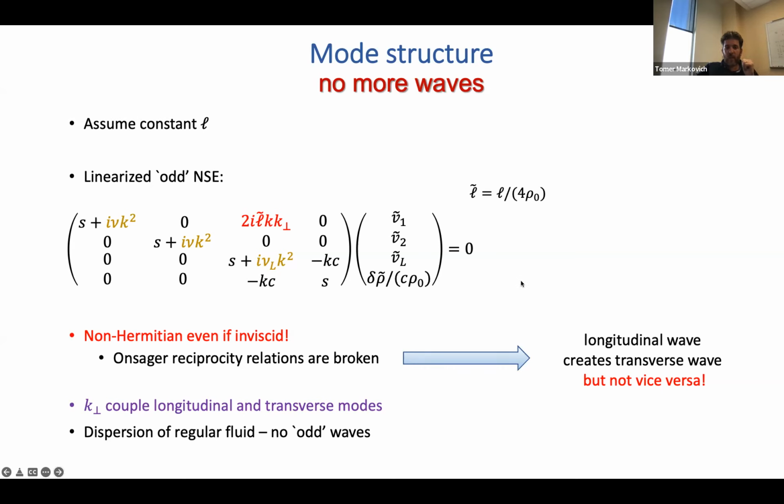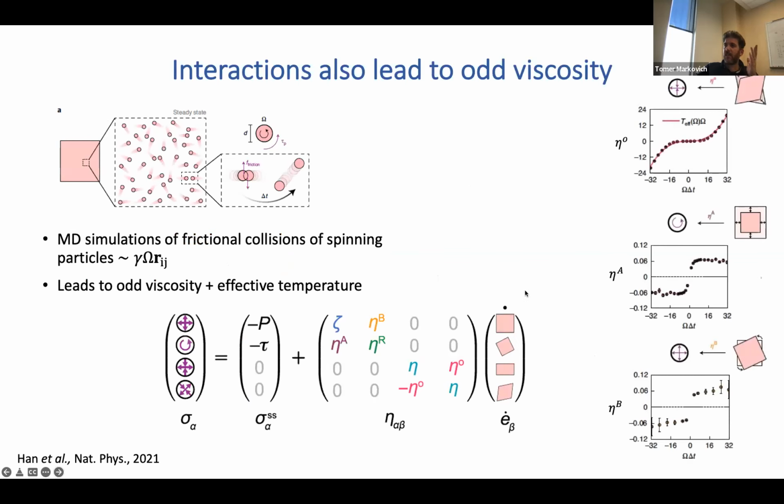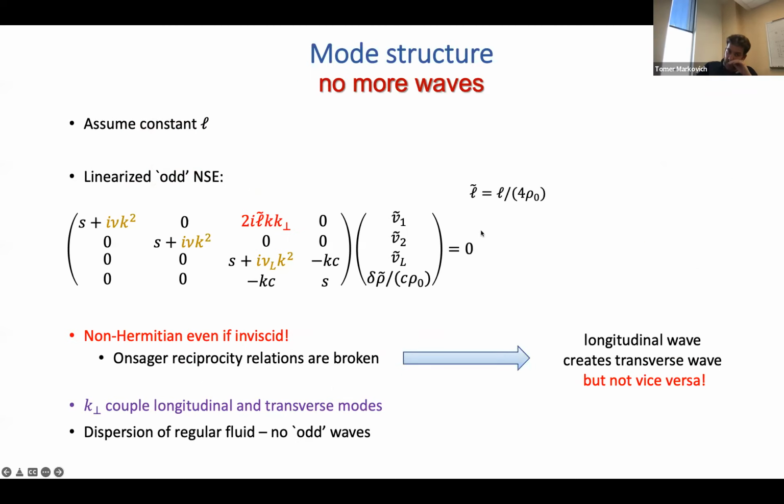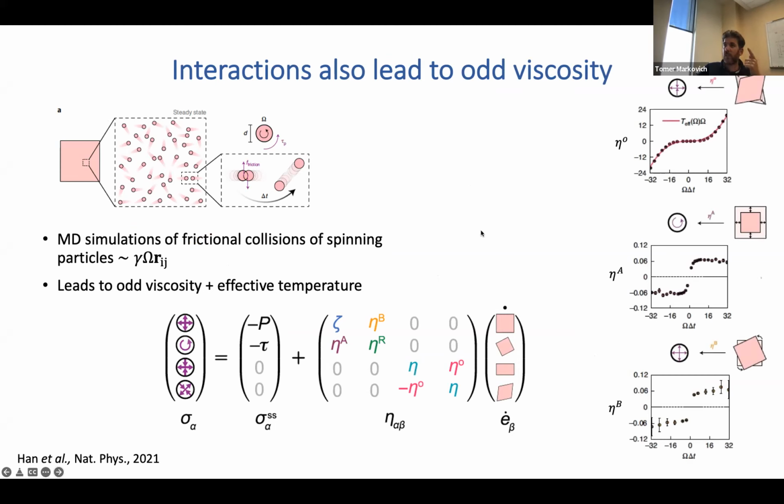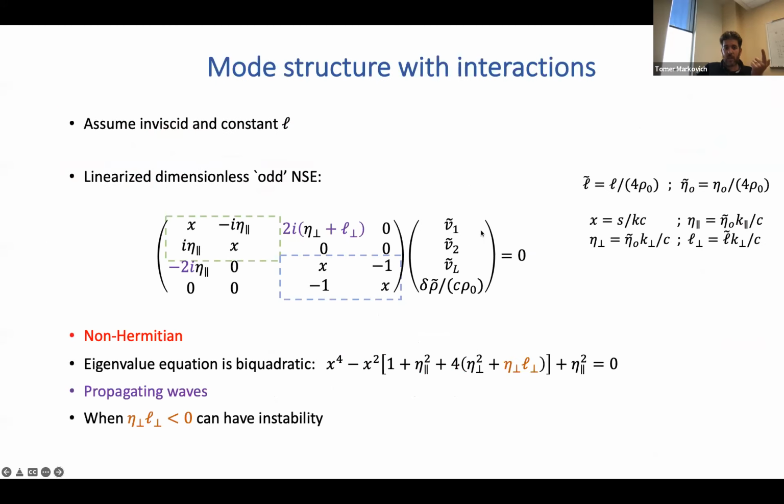And what's more than that, there are no bulk waves in this system. So I'll say it quickly. There are other reasons to believe that odd viscosity will appear because of interaction and also because of fluctuation. And if we add another odd viscosity that comes, say, from interactions, then we'll have something like this. This is written in dimensionless form. So this is not Hermitian. And what's interesting, it has propagating waves, but it can also have instability.